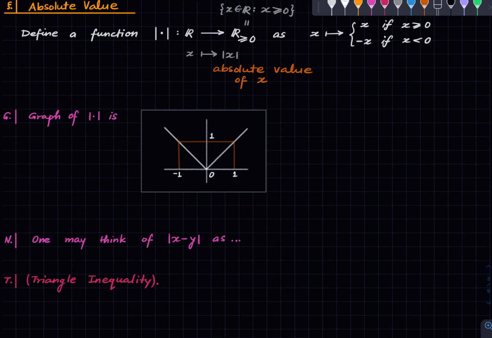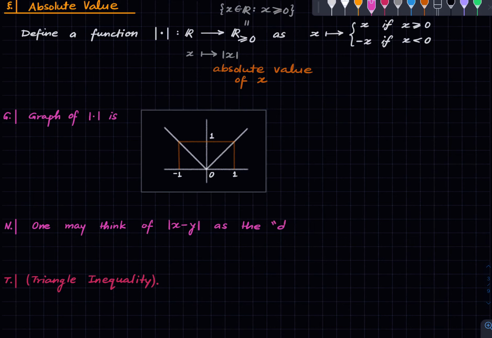So I'm sure you have seen this graph before. All right, and one comment, this difference, or rather the absolute value of the difference of two real numbers can be thought of as the distance between x and y, right? So if we have, let's say, the real line denoted like this, somewhere we have the origin just for reference, here we have x, here we have y. So the absolute value of the difference of x and y is kind of this length. This is how we can think about it.